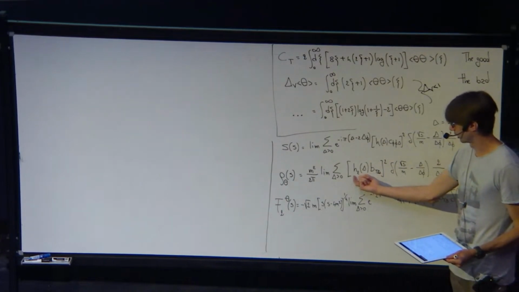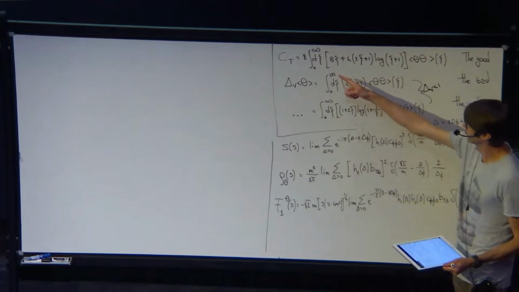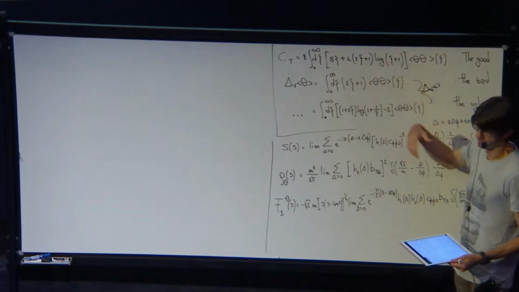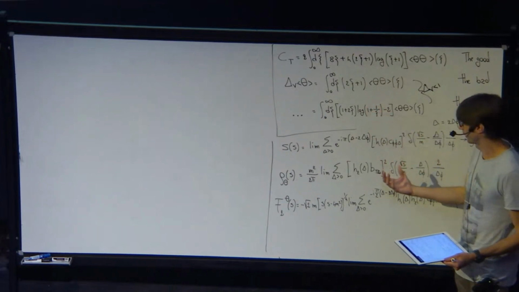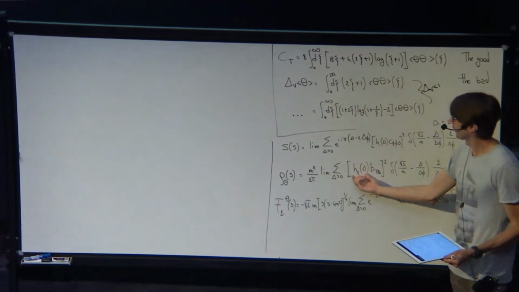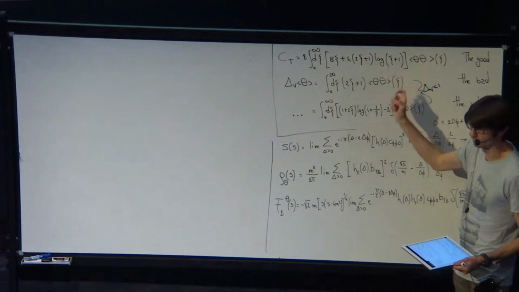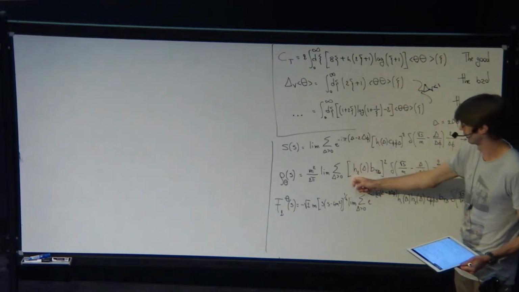And then again, some kernel. How do you fix the kernel? Well, you use the sum rule. You know that the holographic c-theorem in flat space gives the central charge as an integral over the two-point function. And this you can just compare with the flat space limit of the sum rule to fix this H2 of delta, and then everything is fixed.